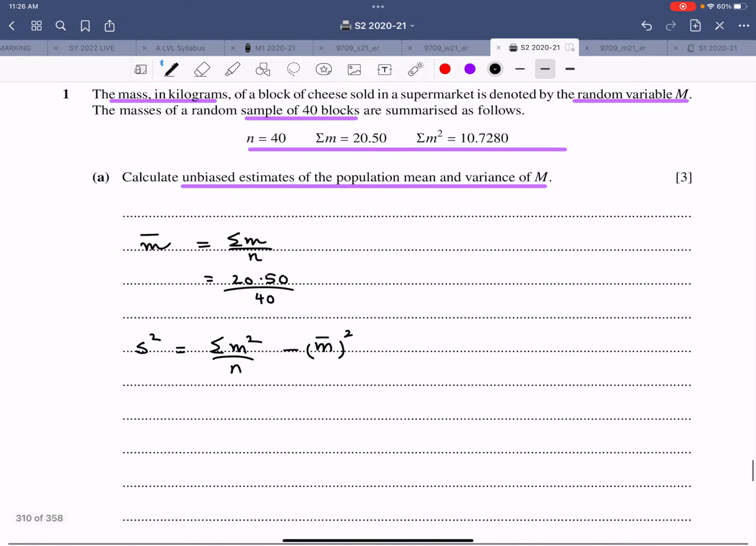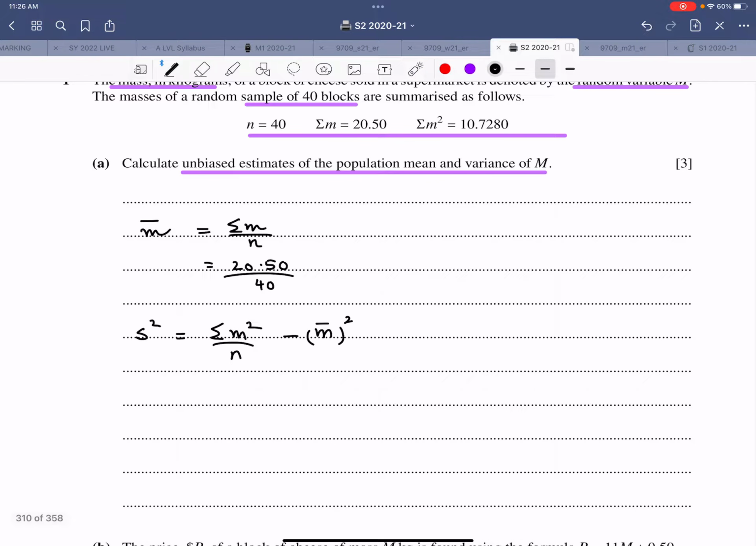So that is 10.7280. This time it's in decimals. 10.7280 divided by 40 minus 20.50 divided by 40 square. So now I'll be using a calculator.